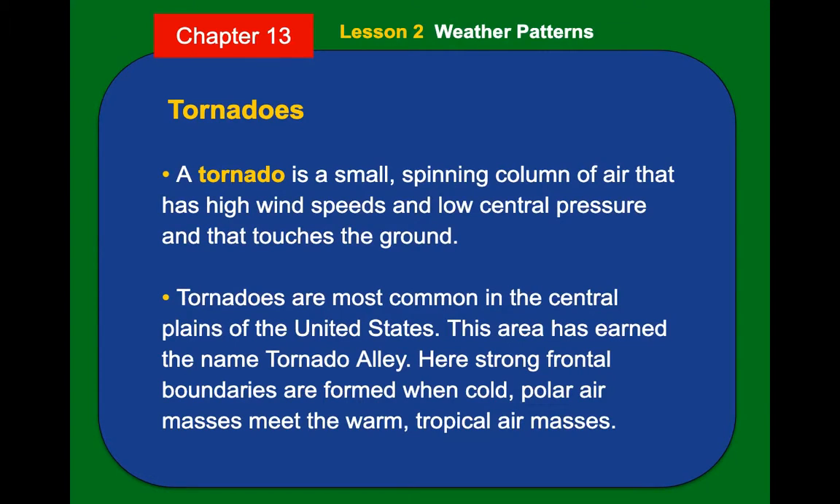Here, strong frontal boundaries are formed when the cold polar air comes down from the north, from the Canada area, and meets the warm tropical air masses that are coming up from the south. So when you have a higher contrast or difference in those temperatures, it creates a bigger difference in the pressure. So it allows for the rapid uplift of the really warm air and can create these very violent storms.